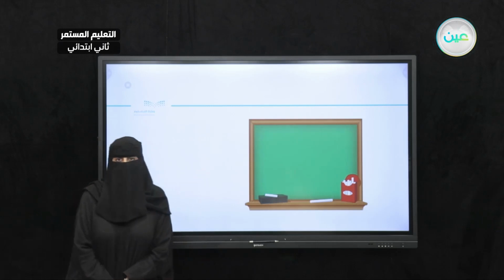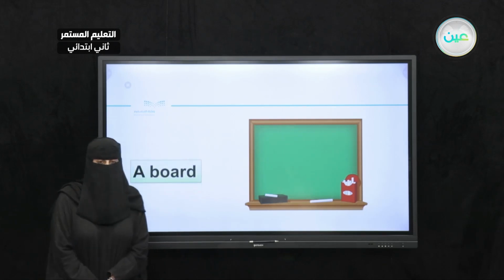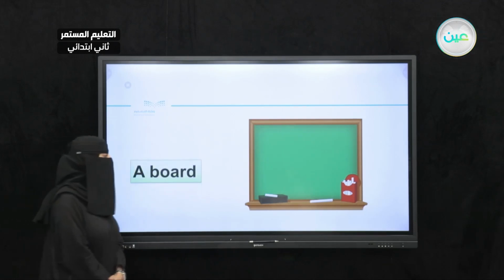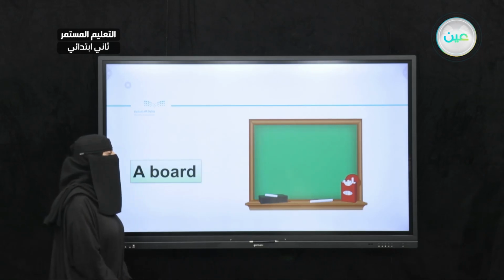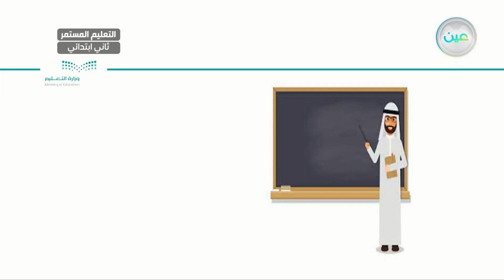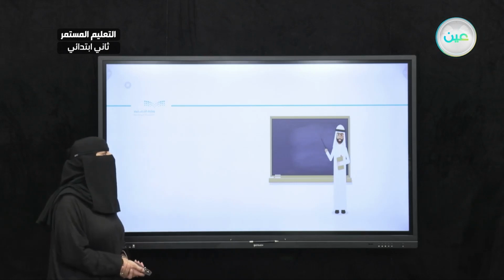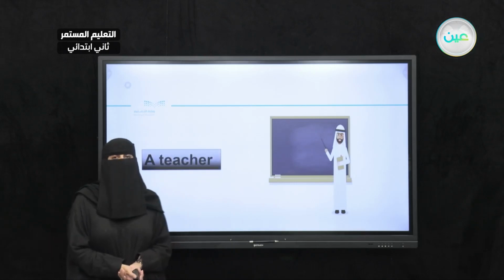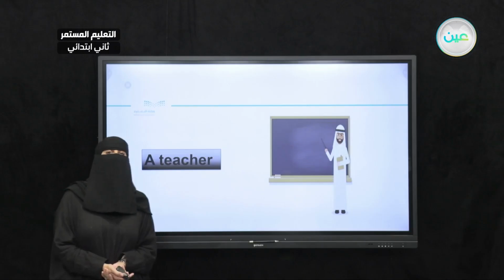What is it, my dear student? It is a board. Very good, a board. One more time, a board. One last time, a board. Very good. How about him? Who is he? He is a teacher. Very good. He is a teacher. One more time, a teacher. One last time, a teacher.